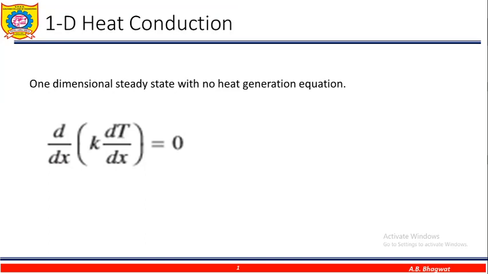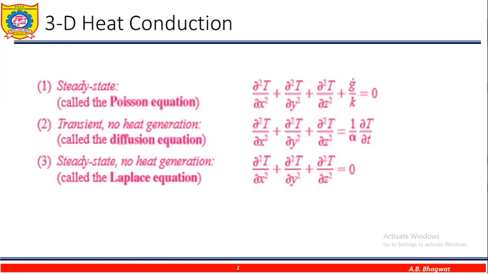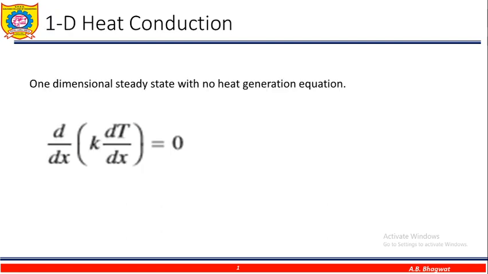So the one-dimensional steady state equation with no heat generation will become d by dx into k dT by dx. Now this k is inside the bracket, that's why it is a variable conductivity. So we will see the detailed description of this equation in the next lecture.